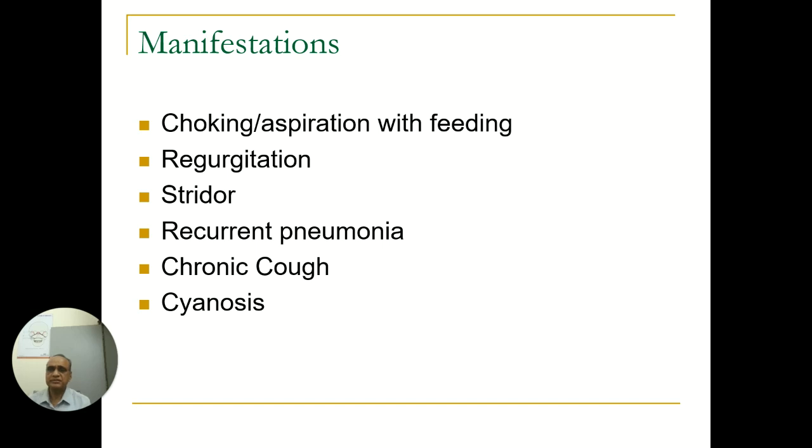So what are the manifestations? It is easily interpreted. It is nothing but a communication between your airway and food passage, leading to choking and aspiration while taking feeds. And there is a possibility of regurgitation as well, and a possibility of stridor. When there is regurgitation, it finally leads to aspiration, which in turn can give rise to recurrent pneumonia. And there is a possibility of chronic cough. When it goes to the extreme, the child will have cyanosis, probably leading to death.